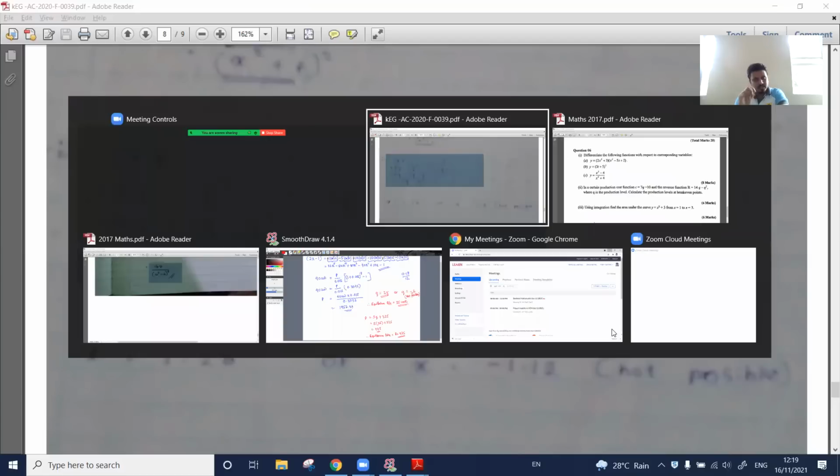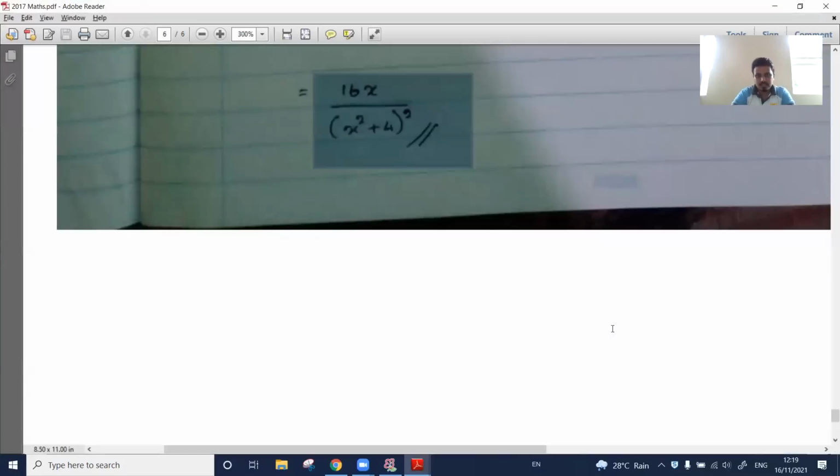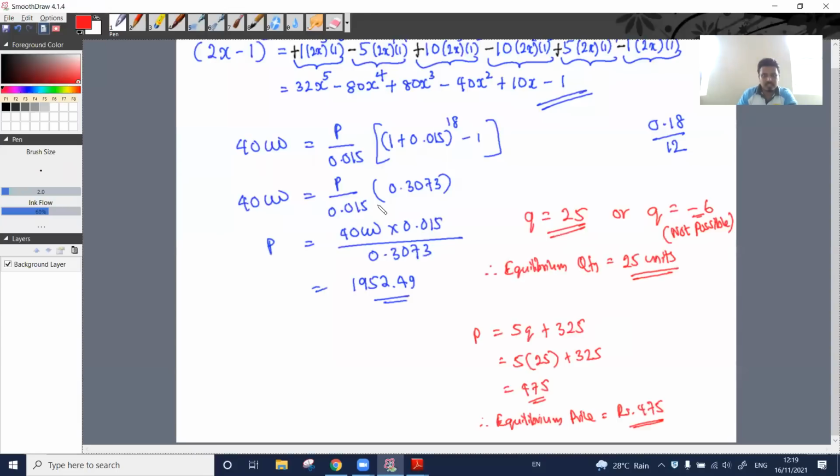I didn't get that. 16x over x squared plus 16. It won't become x squared plus 16, if we simplify further. We take it here. 16x over x squared plus 4. This is what we have got, right?